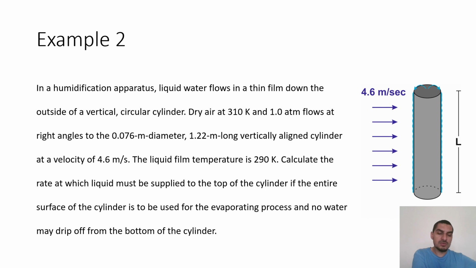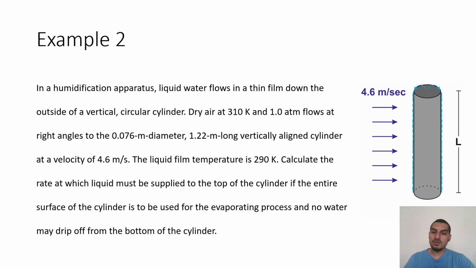So what we need to know is how much water should I supply from the top of the cylinder, so that this water will totally evaporate by reaching the end of the cylinder, and we will not have water dripping from the cylinder. So simply this means that I want to make sure that what I supply equals the water that will evaporate from the cylinder. This is simply what the problem is about.